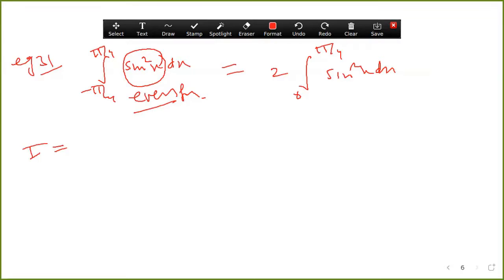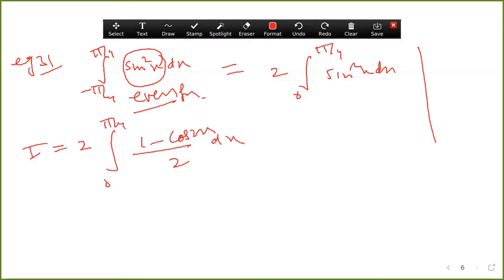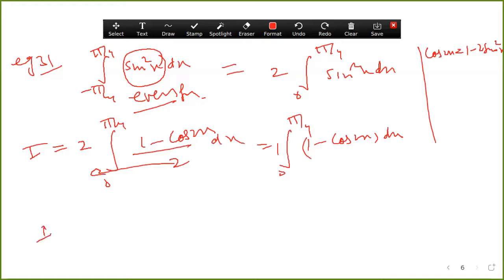You can write it like this: twice of integral 0 to pi by 4, sine square x can be written as 1 minus cos 2x upon 2 dx. It comes from the formula cos 2x is equal to 1 minus 2 sine square x. Now integrate it. This becomes, 1 by 2 takes outside, this is 1 minus cos 2x. This comes out as x minus 1 by 2 sine 2x, from 0 to pi by 4.